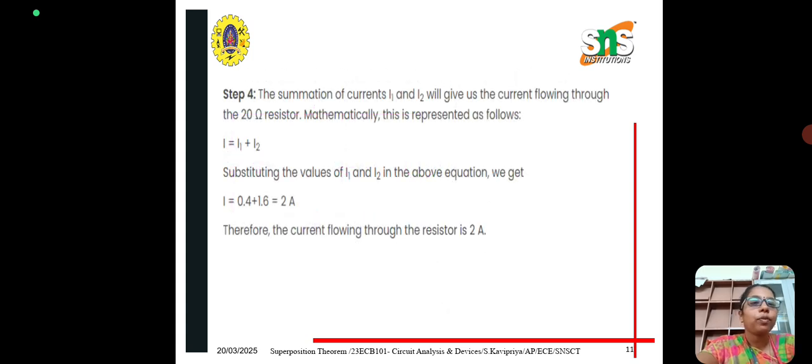So, in the first step we got the current through the 20 ohm resistor as 0.4 by considering the voltage source alone. In the second step, the current through the 20 ohm resistor is obtained as 1.6 by considering the current source. Next, we have to add both responses to get the overall response. So, we add the values 0.4 and 1.6. We get the answer as 2 ampere, which is the current flowing through the 20 ohm resistor.